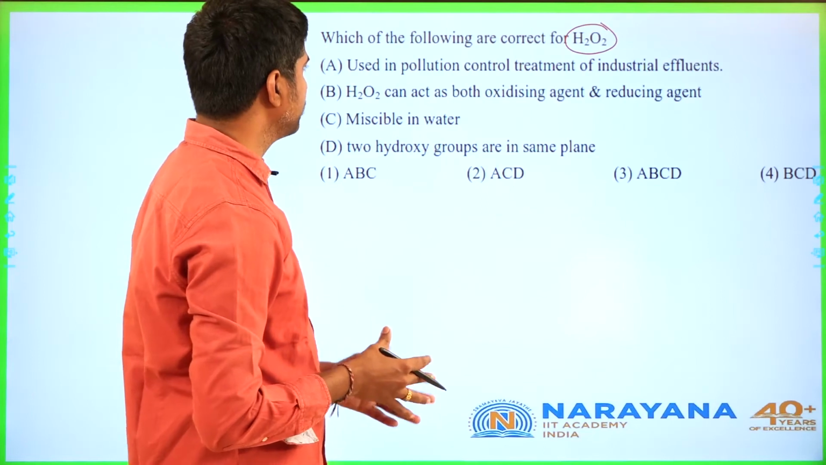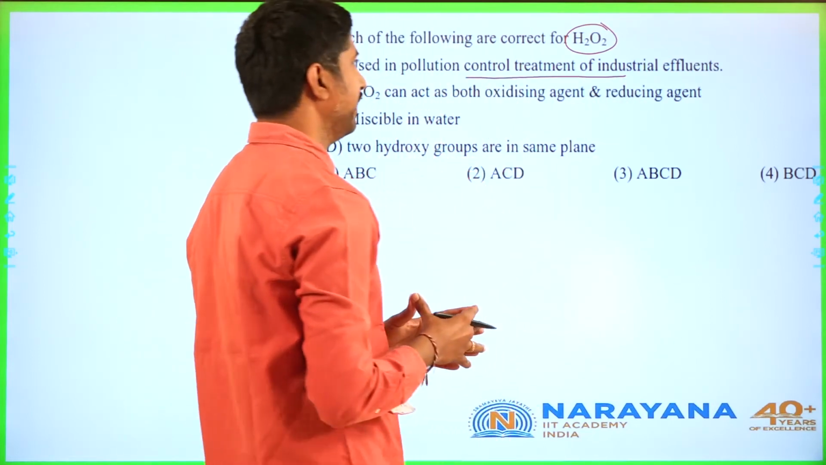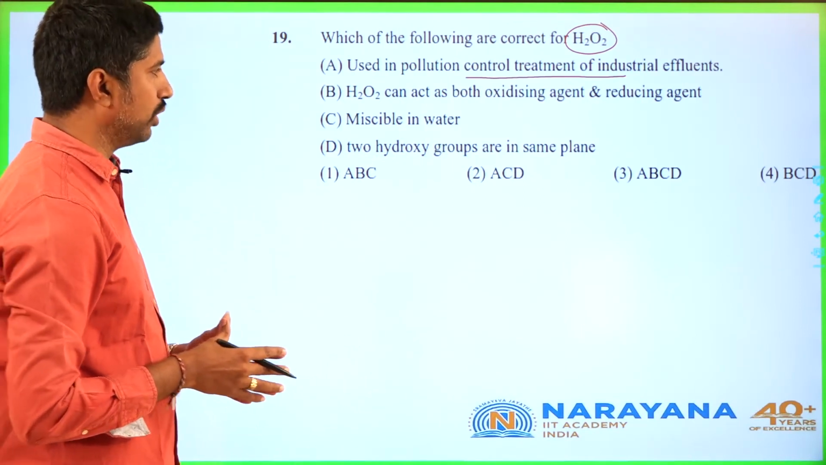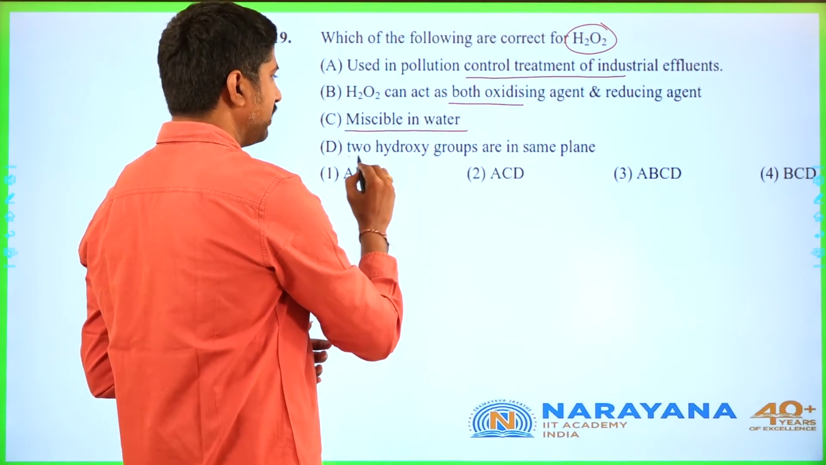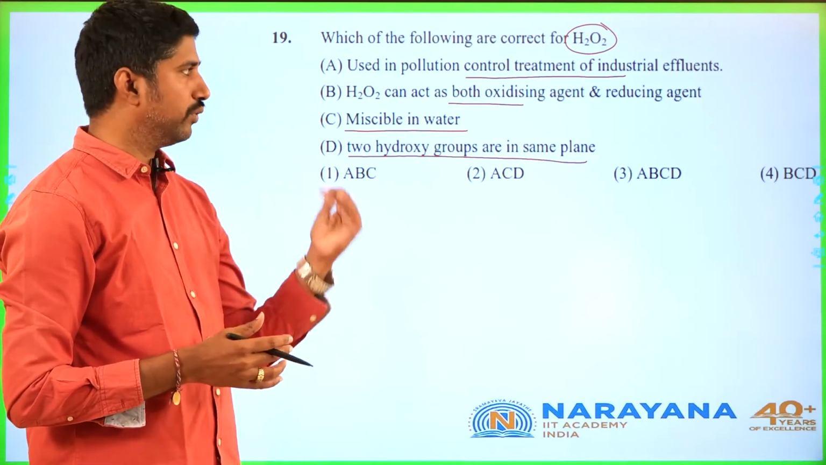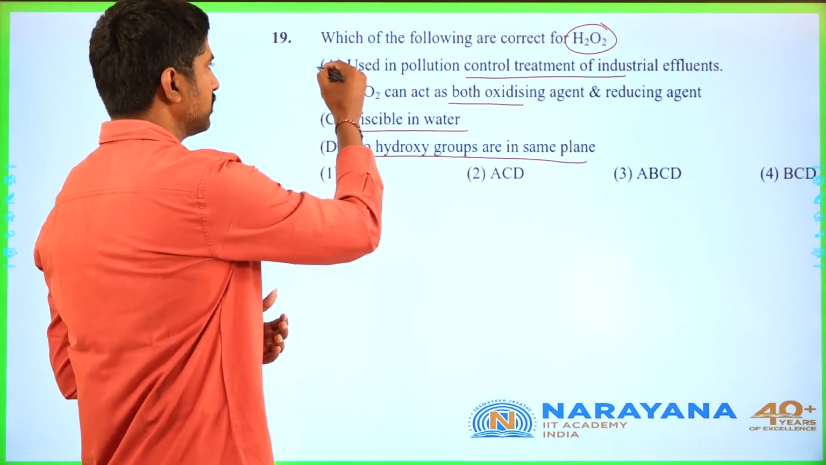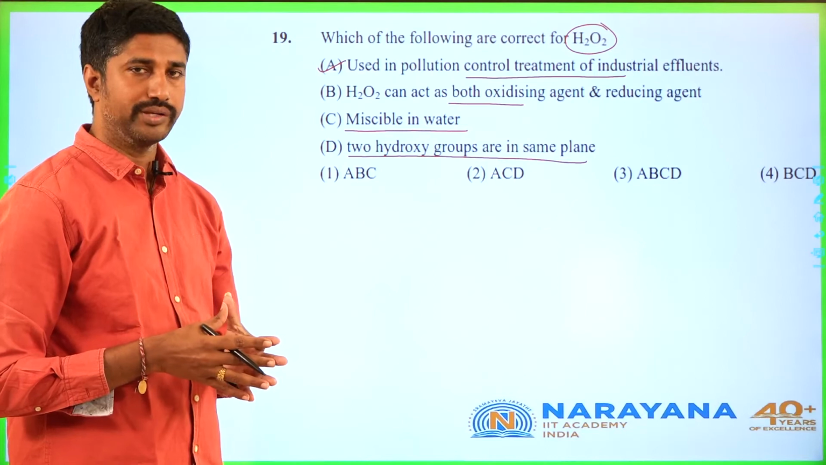So statement 1 is given: used in pollution control treatment of industrial effluents. And H2O2 can act as both oxidizing agent and reducing agent, miscible in water, and the 2 hydroxyl groups are in the same plane. So these are the 4 statements given. And we can surely say that the first statement is undoubtedly true, as it is a practical application of H2O2.